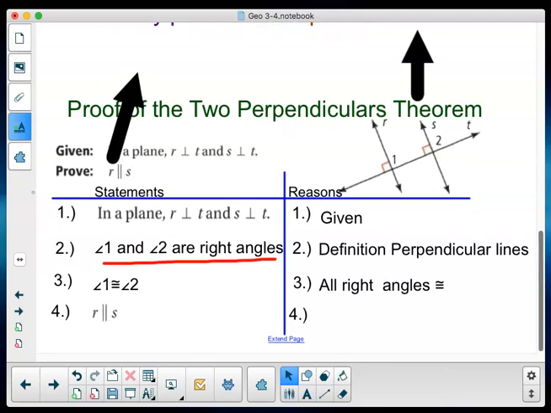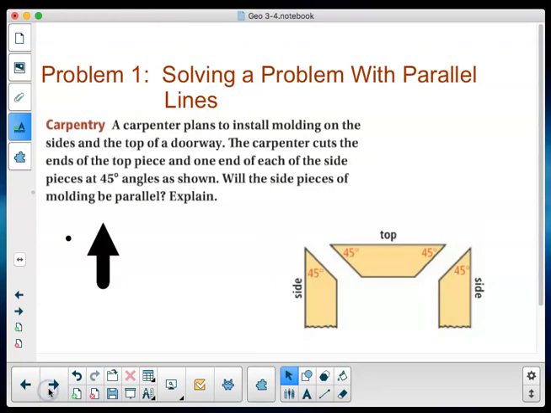So remember, R is parallel to S because of the converse of the corresponding angles postulate. So that proves the two perpendiculars theorem. But if I were just to use the two perpendiculars theorem, I would have 1: in a plane, R is perpendicular to T and S is perpendicular to T, because of given. And then 2: R and S are parallel because of the two perpendiculars theorem. Now I'm just going to use it in another proof coming up.